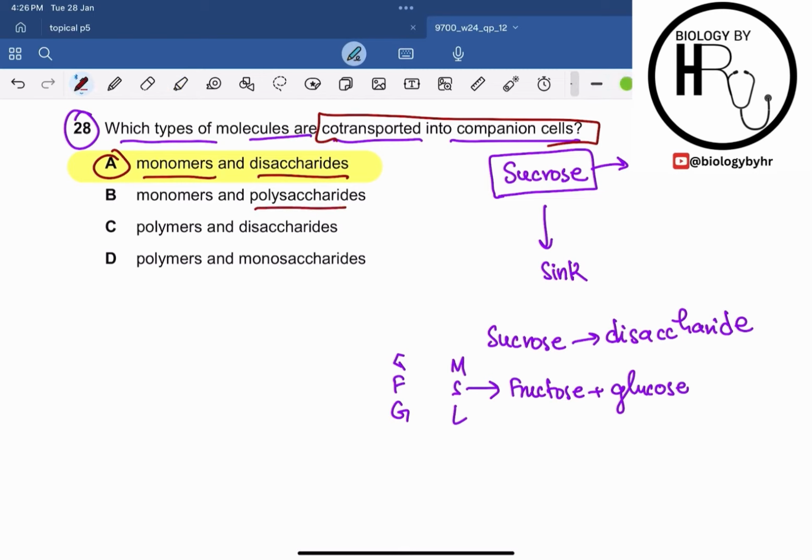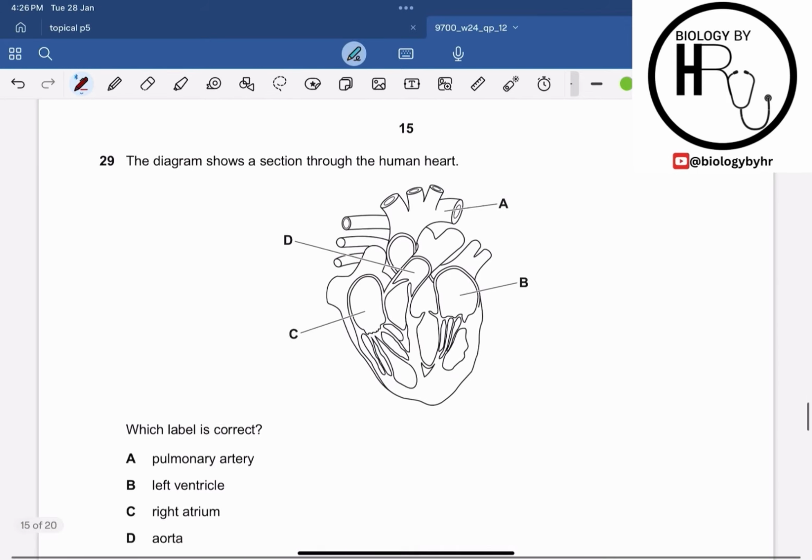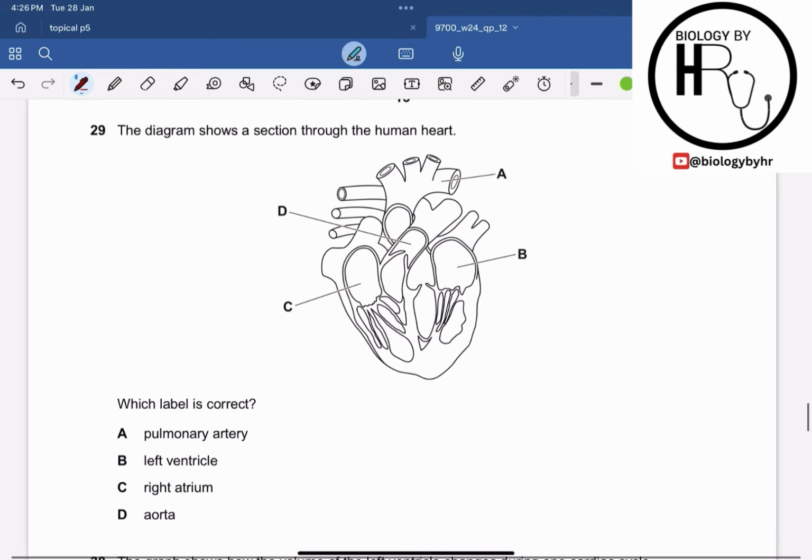Obviously, polysaccharides cannot be co-transported into the companion cells. Neither can the polymers be transported. We have not studied anything like this in the transport in plants, and neither of the other options makes sense, right? So now let's continue with question number 29.